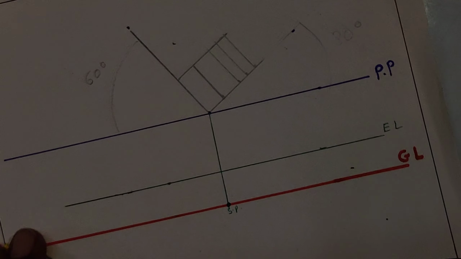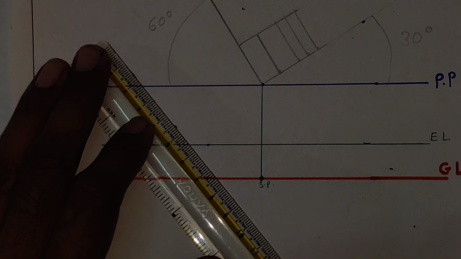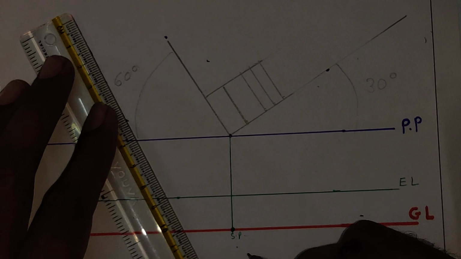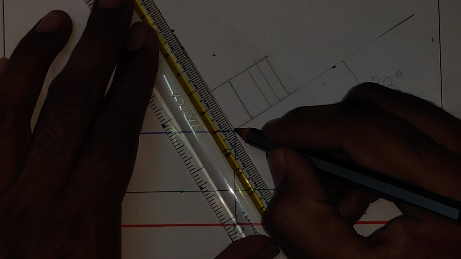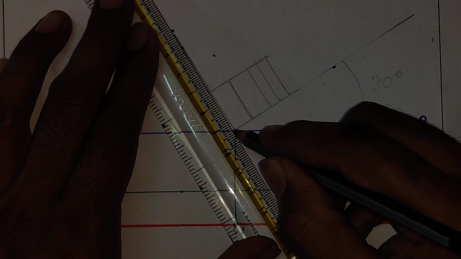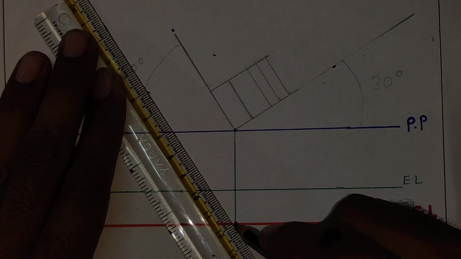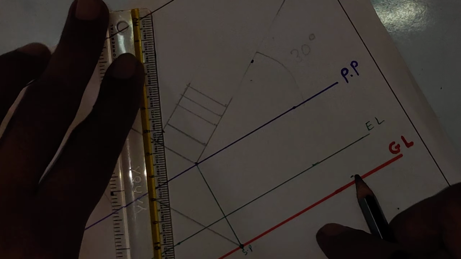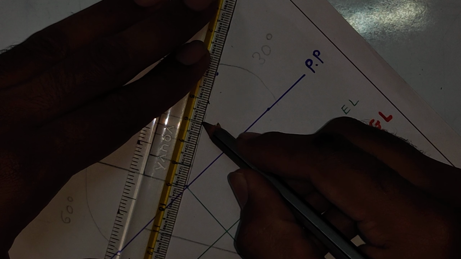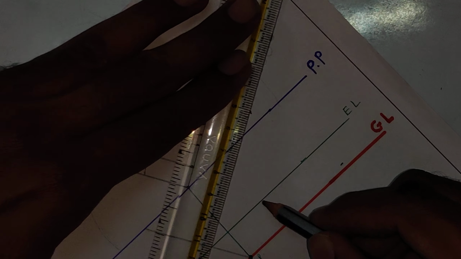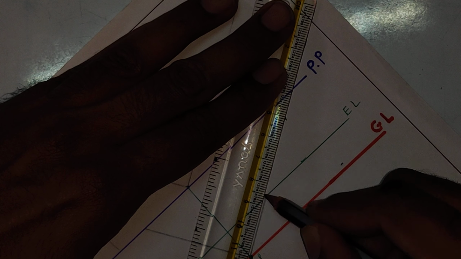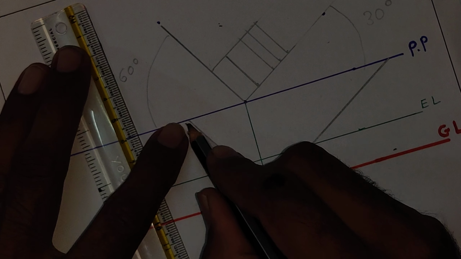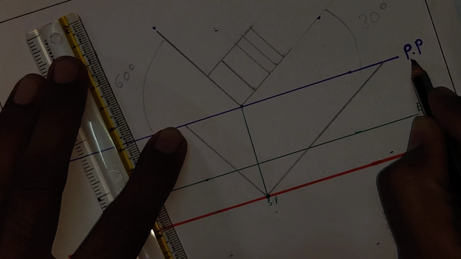EL, eye level. See now how to proceed for this question. Remember, this is the station point. First we'll draw a parallel line to this width, right? And next a parallel line to this length, right here. So you are getting 2 points here on the picture plane, right?